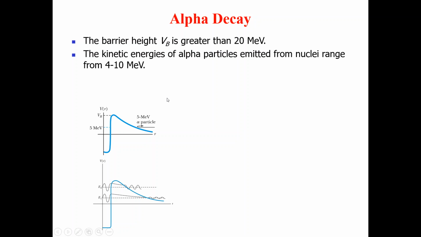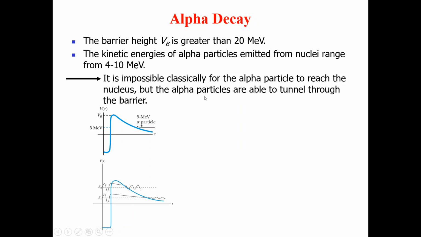The kinetic energy of the alpha particle emitted from the nuclei ranges from 4 to 10 mega electron volt. So the barrier height is greater than 20 mega electron volt, and the emitted alpha particle has a kinetic energy in the range of 4 to 10 mega electron volt. What it means is that classically it is impossible for the alpha particle to escape the nucleus, but the alpha particles are able to tunnel through the barrier.